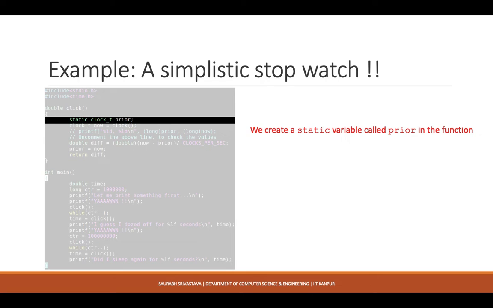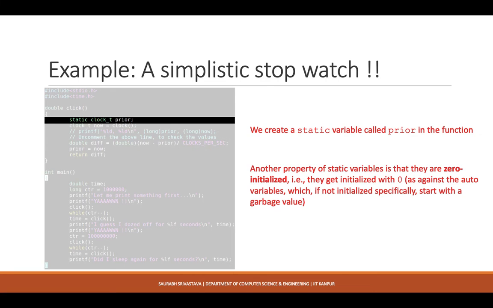That is the idea. So what I'm trying to do here is I'm creating a static variable called prior within this function. As you understand, the value of prior will persist across multiple invocations of click. And another property of these static variables, something that is much more different from the auto variables, is that they always get initialized with a zero, right?